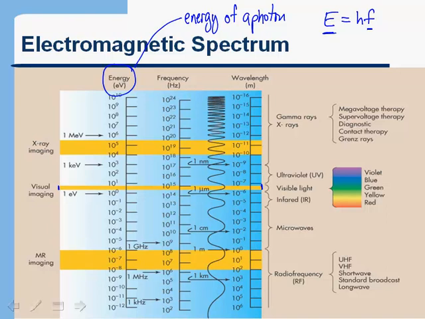Same thing with photons. A visible light photon, it doesn't have very much energy. It will bounce off your skin. It will be reflected. A gamma ray or X-ray photon has enough energy that it will go through your skin, just like that bullet being shot from the gun.